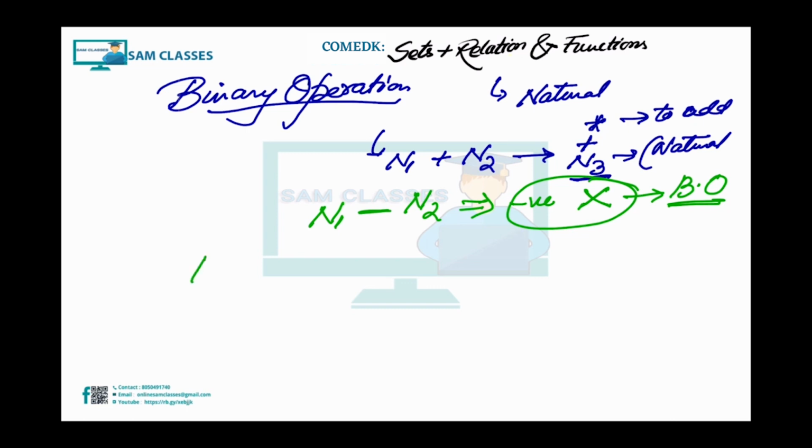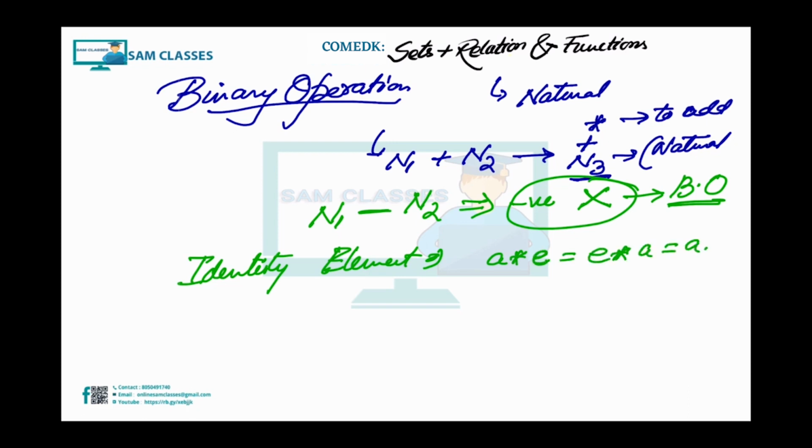Pretty simple. Next we have the concept of the identity element. Just like normally we understand, a star e should equal e star a, and that should be equal to a. Just like 1 in the multiplication case: any number multiplied with 1 is equal to 1 multiplied with that number, which is equal to the number. So that is the identity.